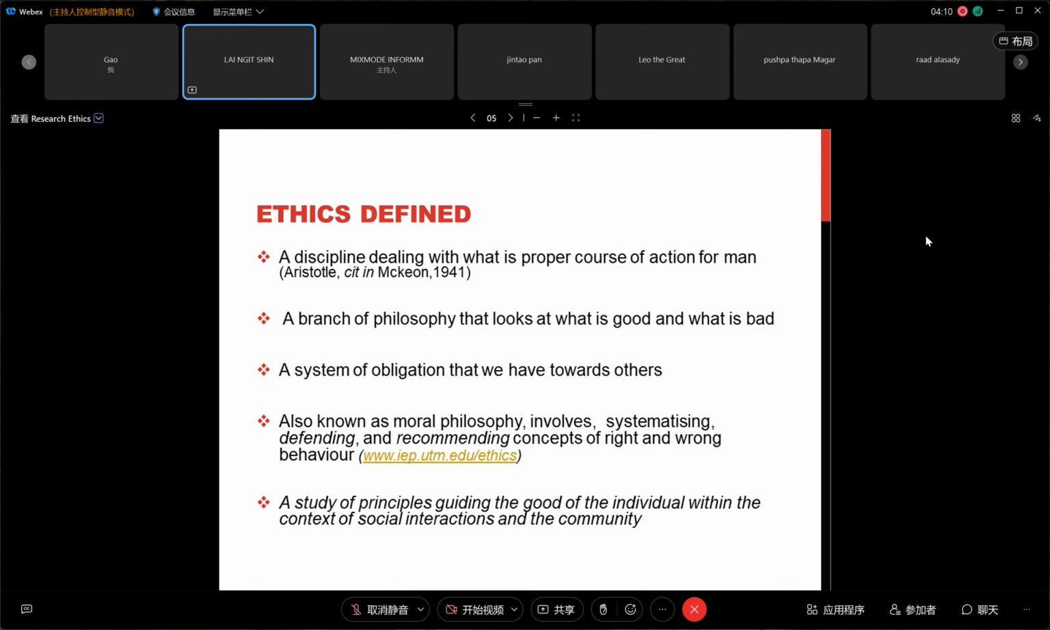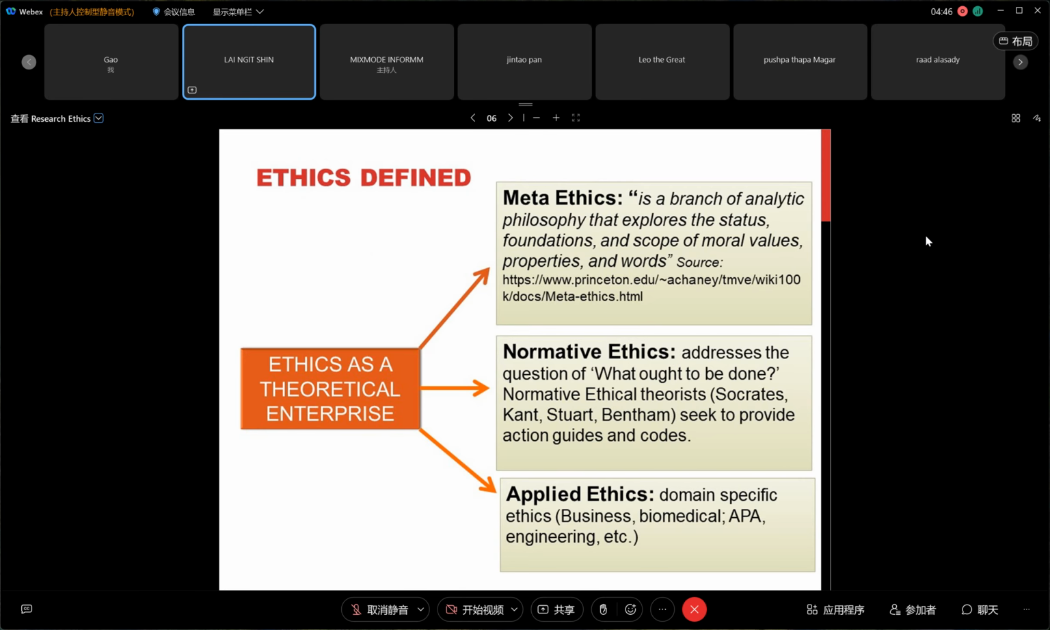I think this is a system of obligation that we have toward others. Others may mean other colleagues, animals, or patients who enroll in the study, or other members also. It is also known as moral philosophy. Philosophy involves systematizing, defending and recommending concepts of right and wrong behavior. You can check this also: a study of principles guiding the good of individuals within the context of social interaction and the community. Some see ethics as a theoretical enterprise: meta-ethics, normative ethics and applied ethics. So this is how it is defined.